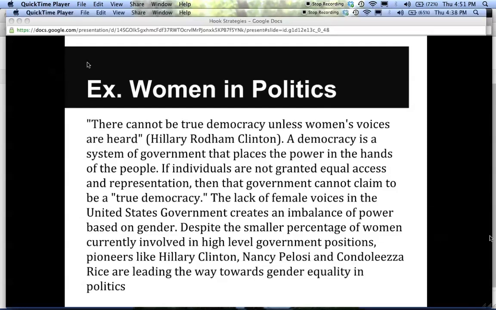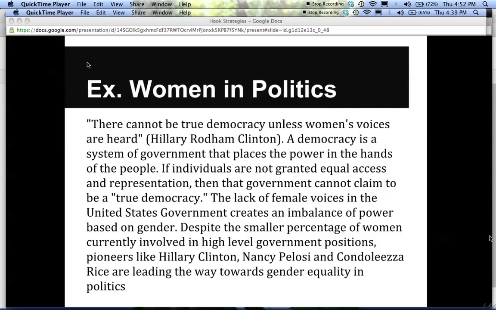Okay, so an example of an essay that begins with a quote, and this is an essay focused on women in politics. It says, it's a quote by Hillary Rodham Clinton, and you'll see I put it in quotation marks. It says, "There cannot be a true democracy unless women's voices are heard." And then I put Hillary Rodham Clinton in parentheses. And it says, "A democracy is a system of government that places power in the hands of the people.